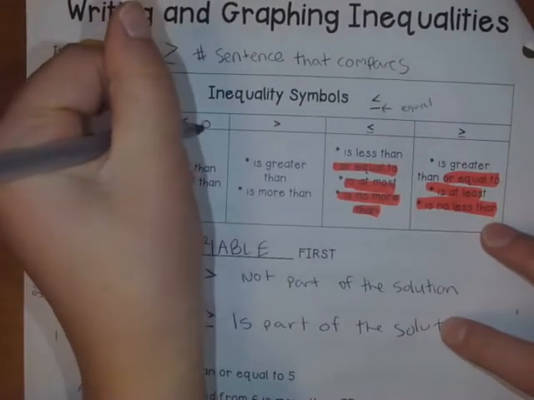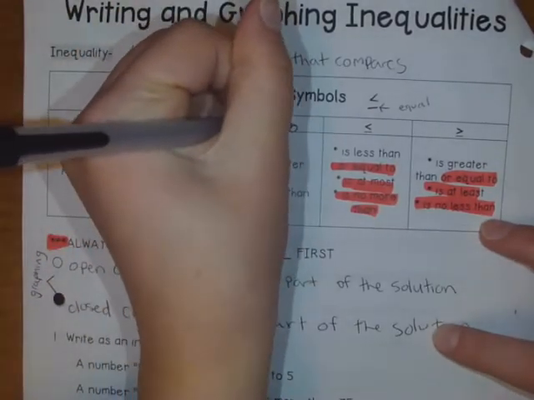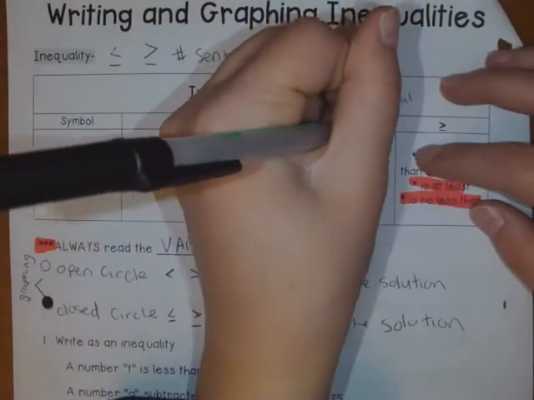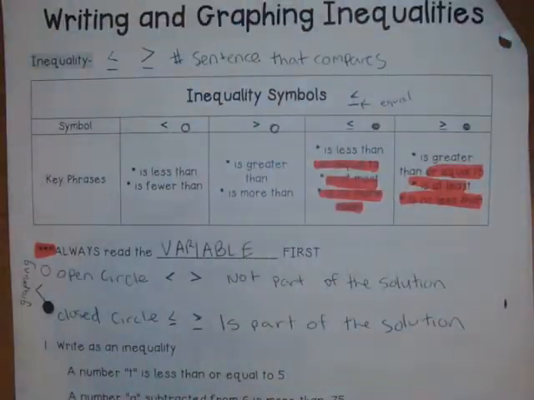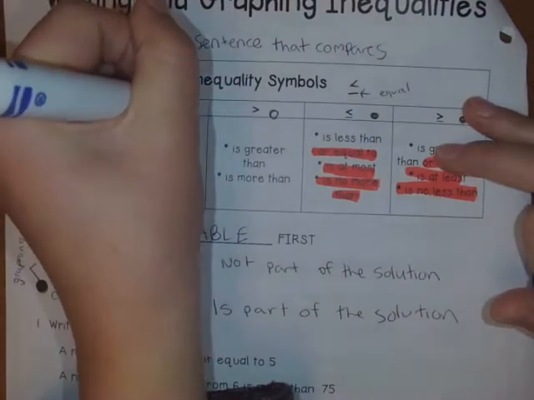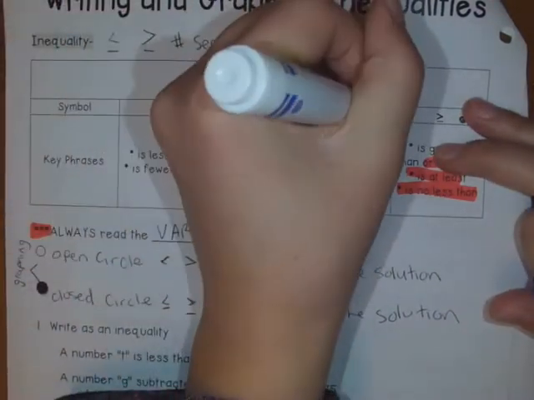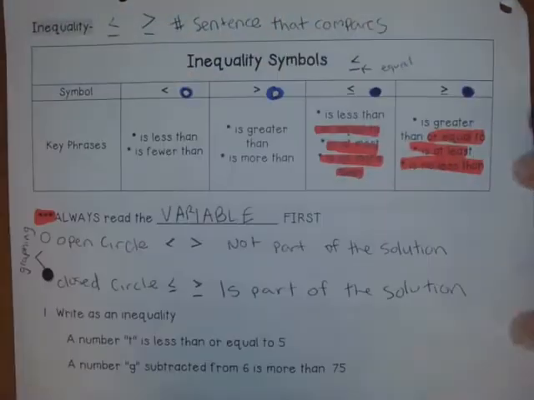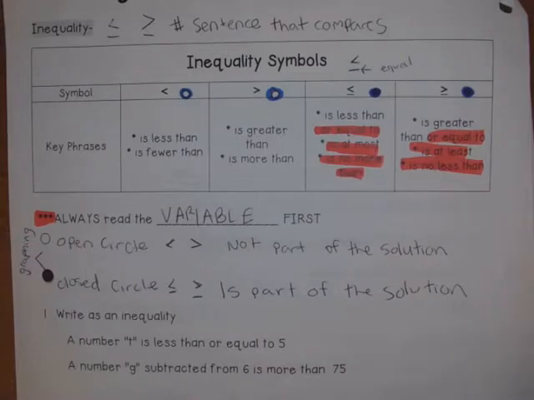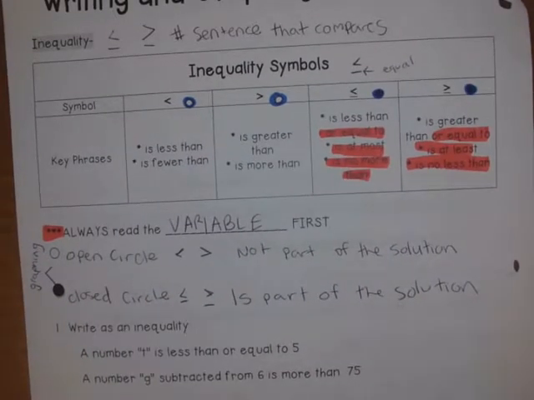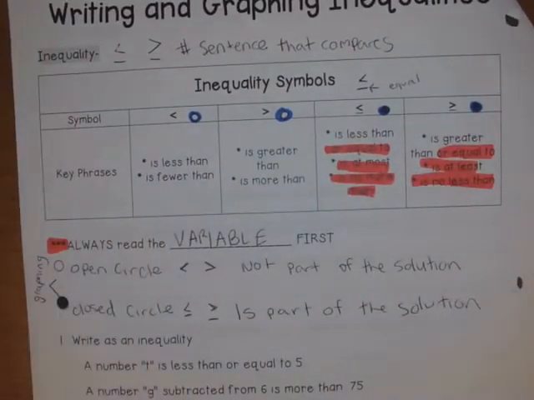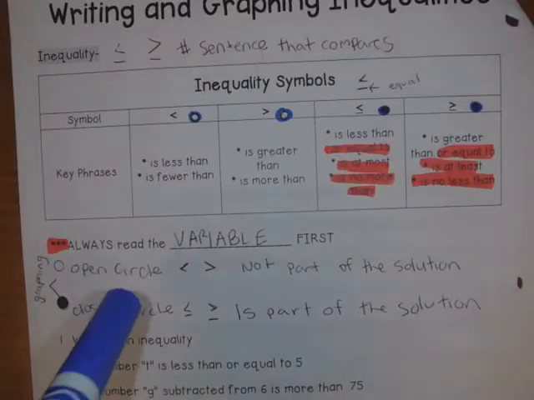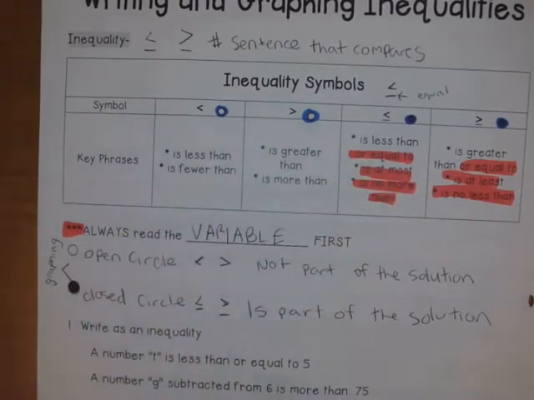And so up here, this would be an open circle. This would be an open circle. This would be a closed circle. And this would be a closed circle. Let's do that in a different color. Open, open, closed, closed. Okay? And that means the solution is included and the solution is not included. I'm going to give you multiple examples, but refer back to these when you're on your own.